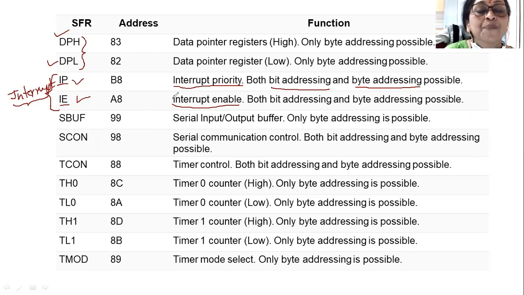Okay, so writing 1 to the bit position is carried out in an interrupt enable register. This makes the interrupt signal enabled. This type of register is both bit addressable as well as byte addressable, and the address of the interrupt enable register is A8.